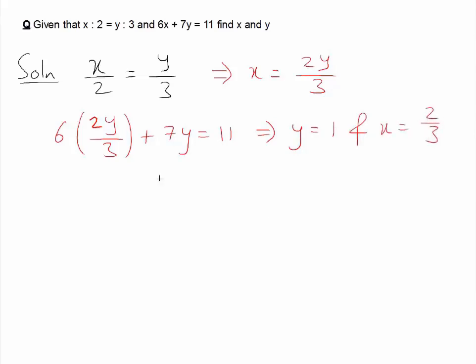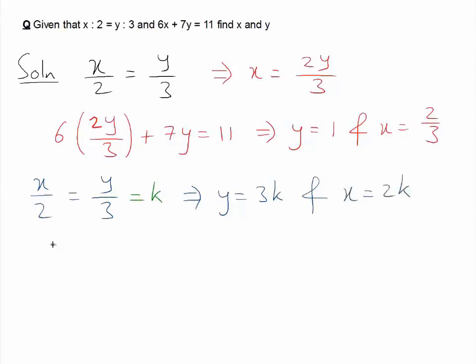However, there is one more method which we can follow, and it is x by 2 equals to y by 3. Now what we do is we assume this to be k. Let's say this is k. So when we write this equals to k, we can see that y by 3 equals to k. So clearly y equals 3k, and x by 2 also equals k. So x equals 2k.